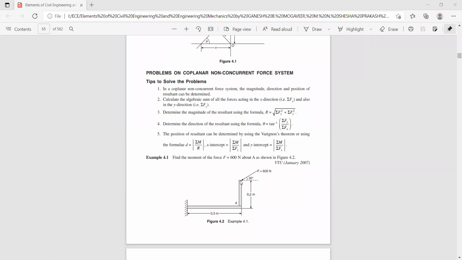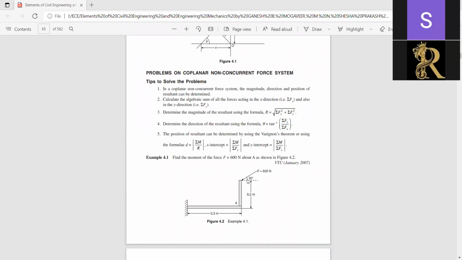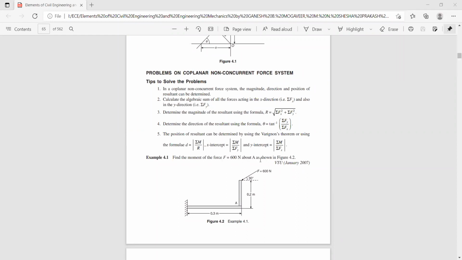Now here you have a force 600 Newton, which makes an angle 30 degrees with respect to the horizontal axis. Now we need to find the moment of the force F, 600 Newton, about A as shown. So here the moment is required at this point. Moment is nothing but the product of the magnitude of force and the perpendicular distance.